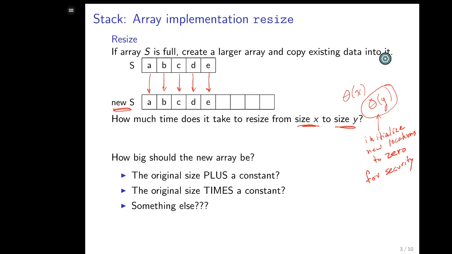Okay. That's what you do when you multiply by a constant. Multiply the original size times some constant. And maybe there's some other way that you would like to do it, but we're only going to talk about these two.